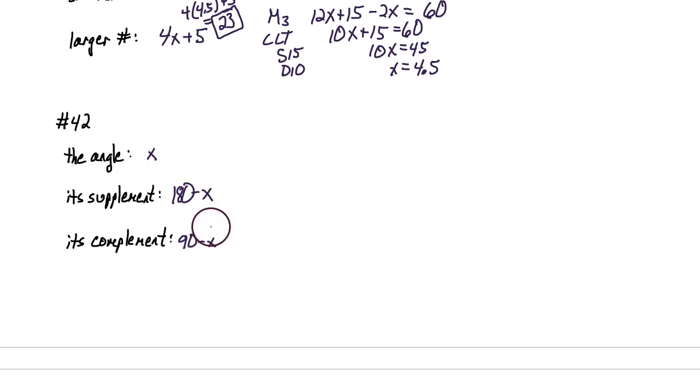Let's try to create statements from the clues. An angle measures at least. So we can write x is greater than or equal to. The angle is at least something. 2/3 of its supplement. So 2/3 times the model that we made for supplement. And at most 5 times the complement. Let's show that one in symbols as well. The angle is at most, so less than or equal to, 5 times the complement.